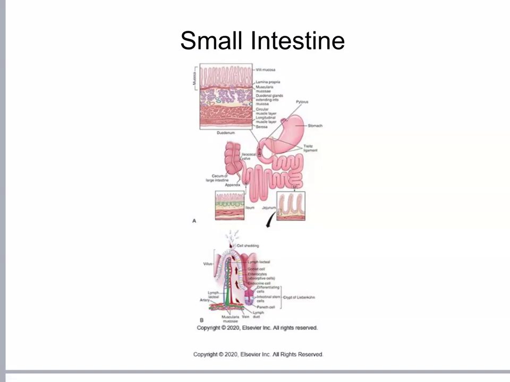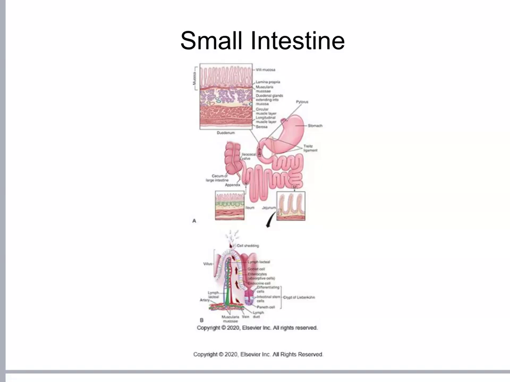So the duodenum is the first and the shortest segment. There's a C-shaped curve that goes around the head of the pancreas, and it takes that chyme, which is that partially digested food from the stomach, and it gets bile from the liver and the gallbladder, and digestive enzymes from the pancreas. And the function and purpose of that duodenal section is to neutralize the acidic chyme through the bicarbonate. The chemical digestion of fats, proteins, and carbohydrates occurs there.